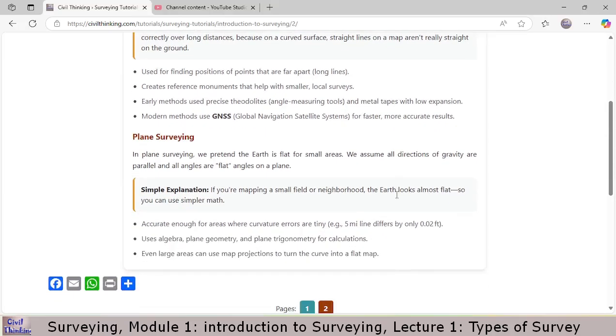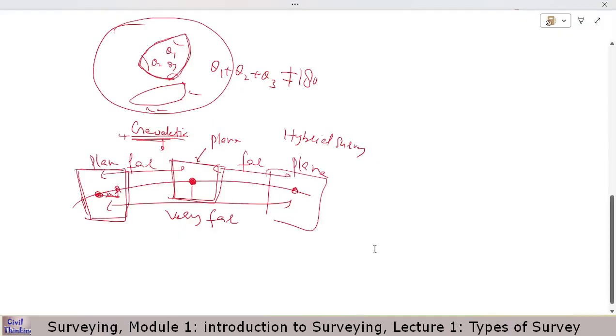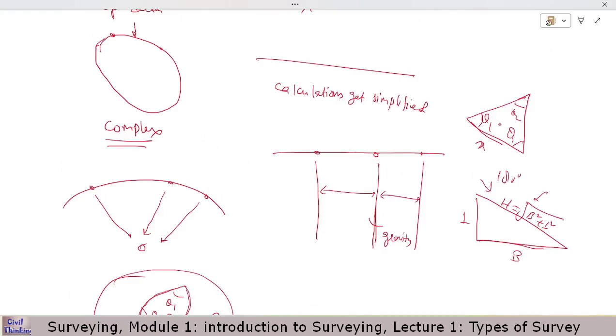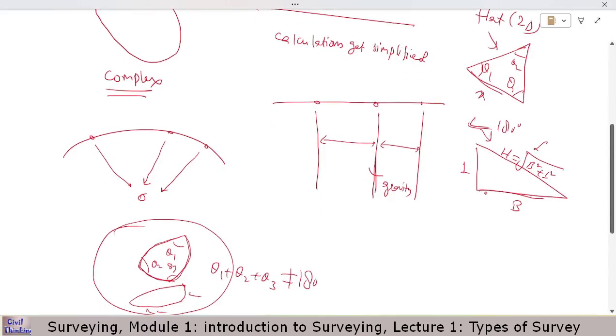So let's move on to plane surveying. Now, as I have told you, in plane surveying, we pretend the earth is flat for small areas. We assume all directions of gravity are parallel and all angles are flat angles, on a plane. So these angles are angles of a triangle which is flat, right? This is flat, 2D. Because of this, as I have told you already, we can use direct formulas.